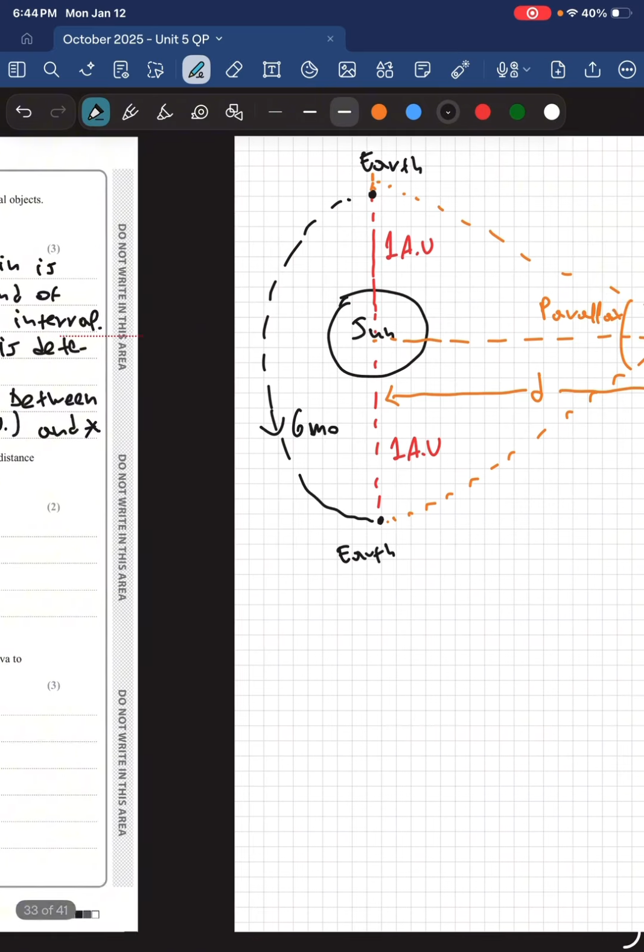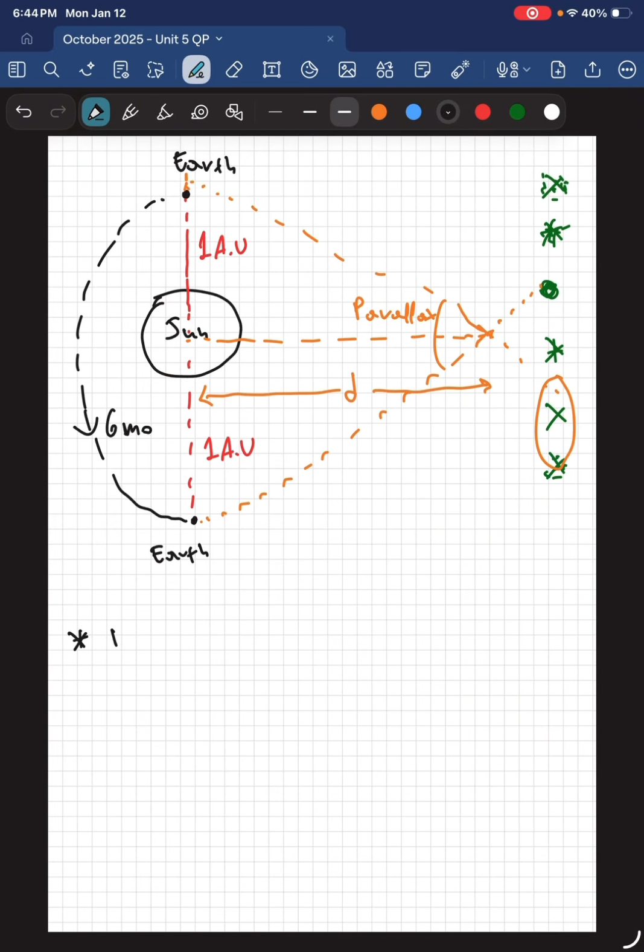I'm going to move to the clean page. So, and trigonometry, d can be determined.